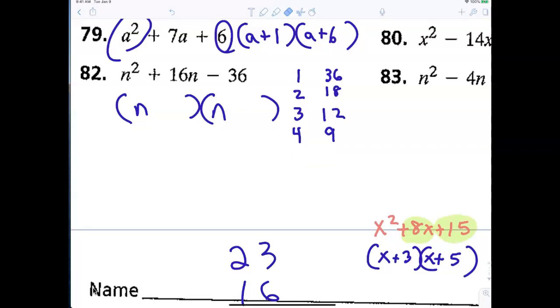Well, it's definitely not 6 and 6. Yes, there you go. Now, it's 2 and 18. So now you have to tell me which one's positive and which one's negative.